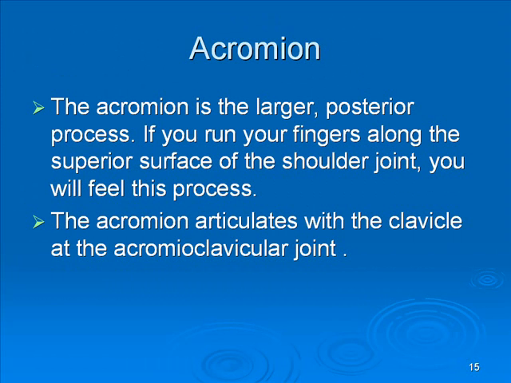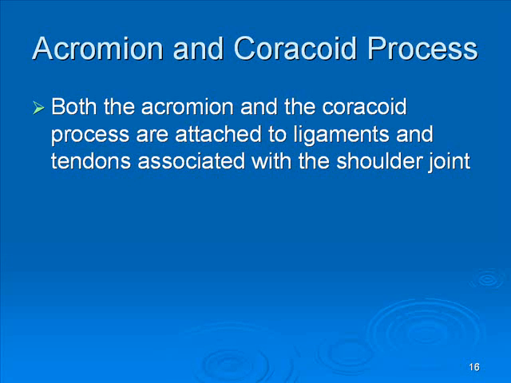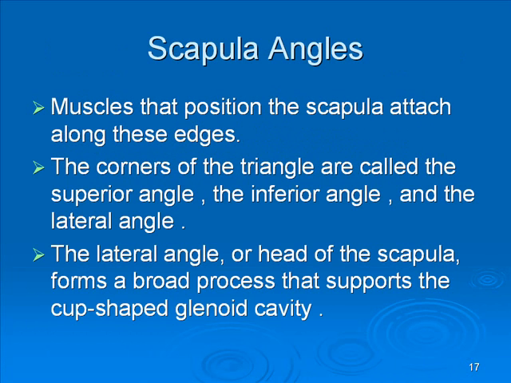If you run your fingers along your back, you can palpate that. The acromion articulates with the clavicle at the acromioclavicular joint, or the AC joint. You may hear the AC joint referred to in the clinical setting. Basically, it's the articulation point between the acromial end, or lateral end, of the clavicle and the acromion process. Both the acromion and the coracoid process are attached to ligaments and tendons associated with the shoulder joint.